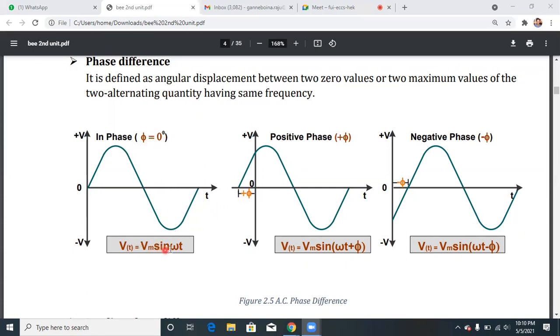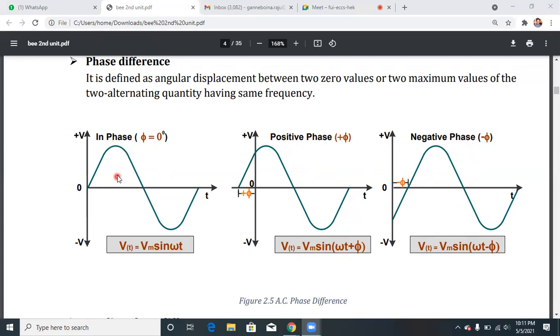Here the waveform leads by some angle phi, so omega t is plus phi: V of t is equal to Vm sin (omega t plus phi). Here the waveform is delayed by some angle phi, so V of t is equal to Vm sin (omega t minus phi). Here negative phase, here positive phase. This is called negative phase, and this is called positive phase.